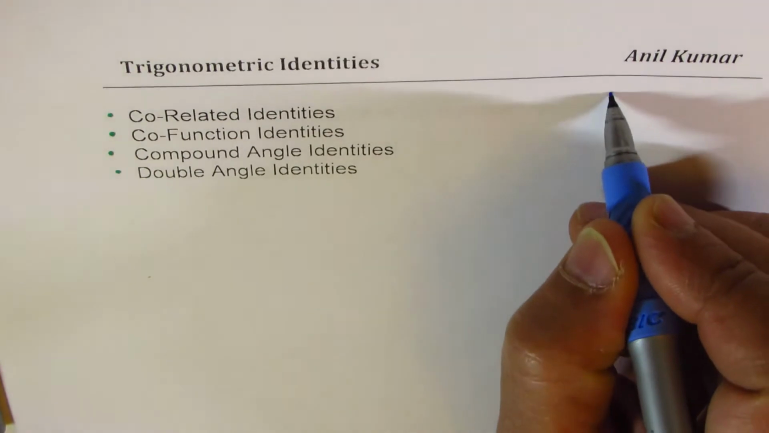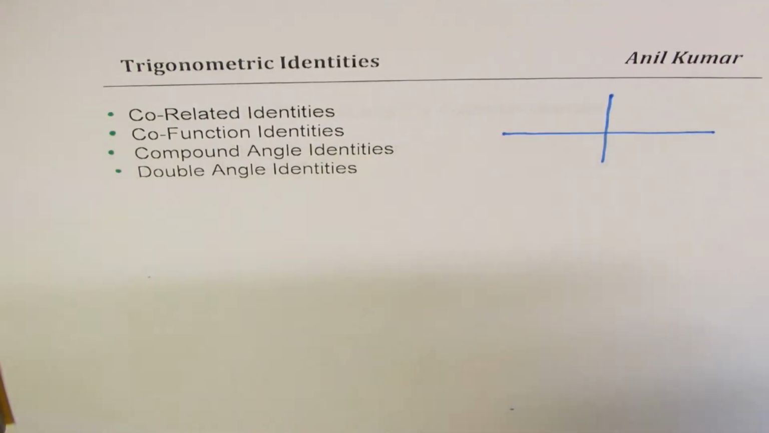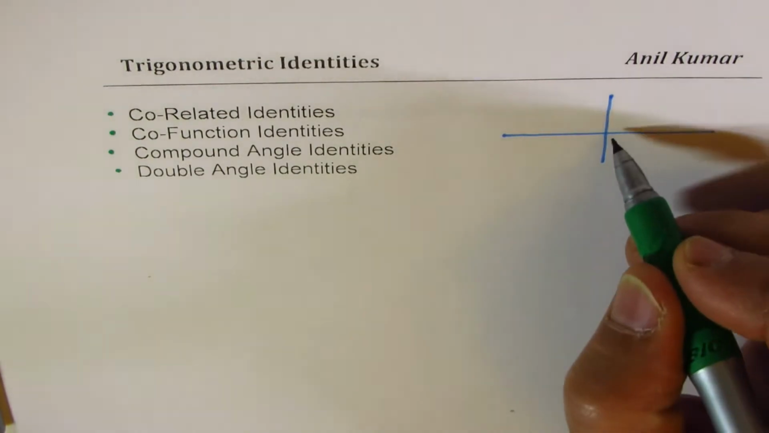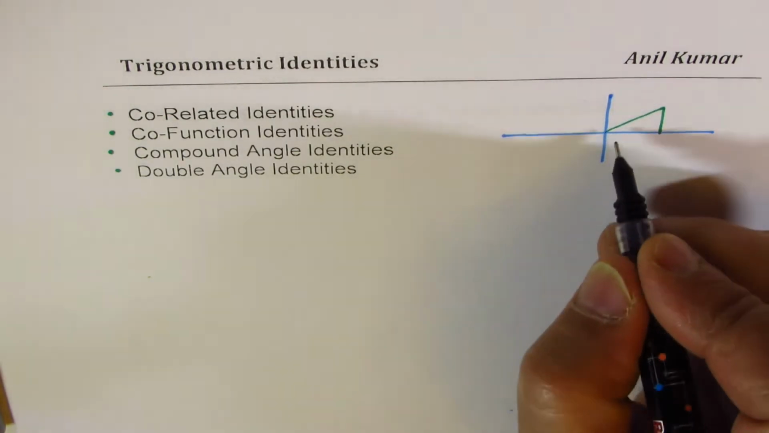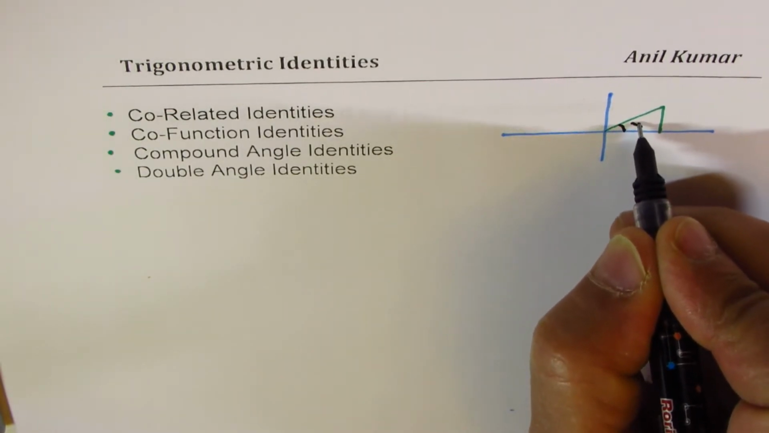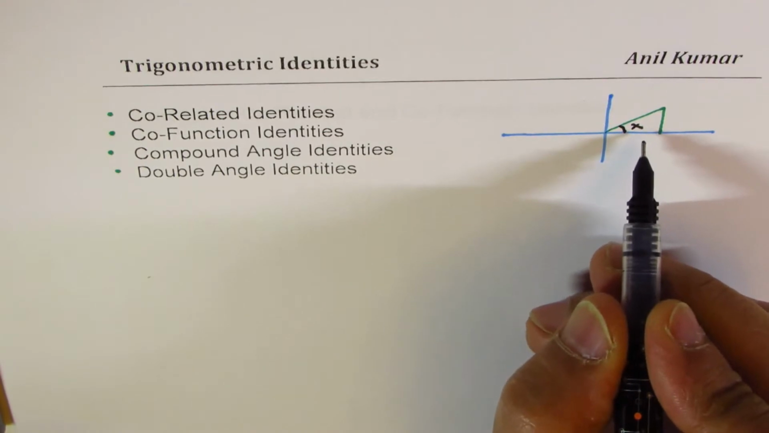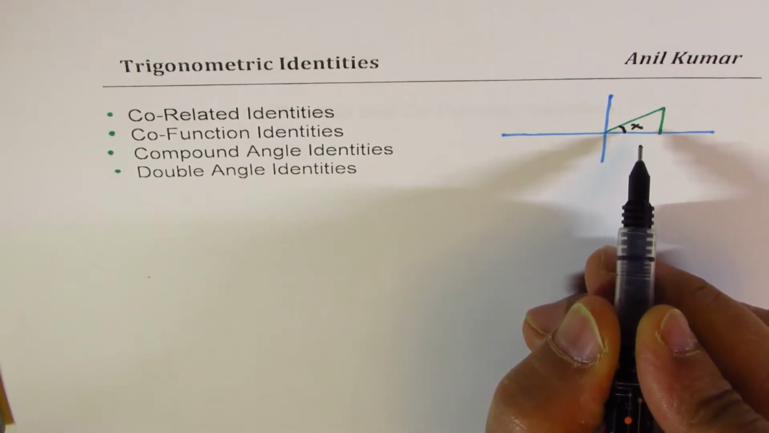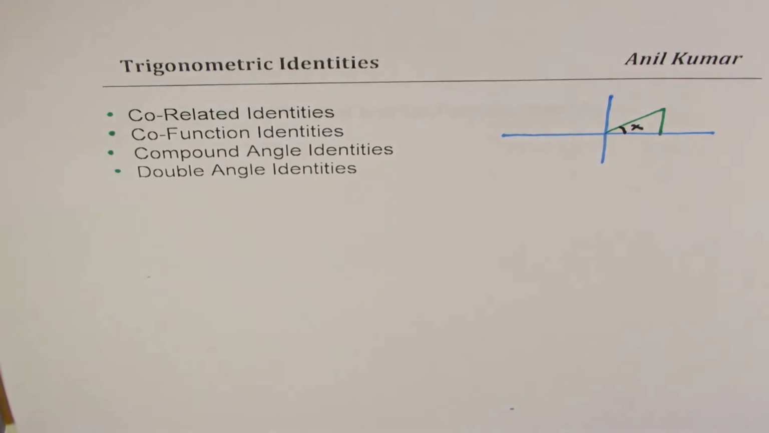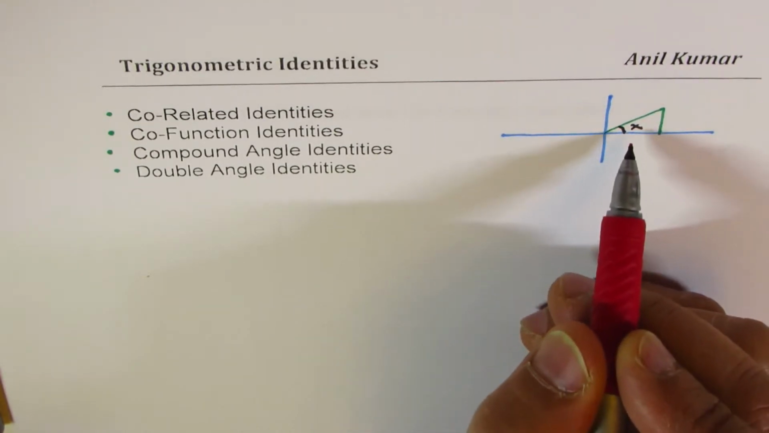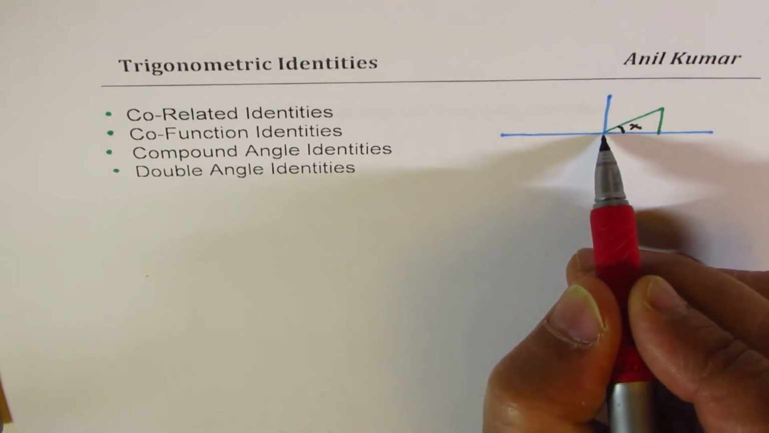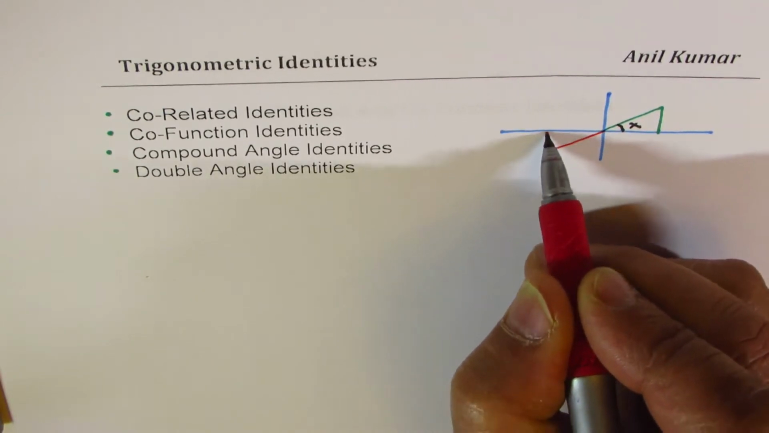Correlated identities, as you learned, were the identities where we compare a triangle which is placed in quadrant 1, for example, and this angle, we'll call it alpha, or I'll treat this as x, as an acute angle. We really want to relate all the angles here with that acute angle. So how can we do it? We look into triangles which are like this.